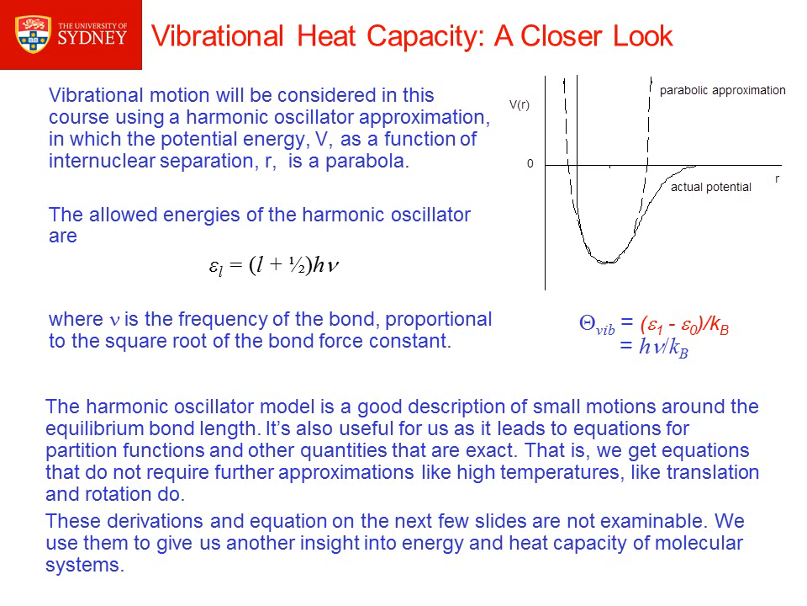In this model, the characteristic temperature is h nu divided by kB. The harmonic oscillator model is a good description of small motions around the equilibrium bond length. It's also useful for us as it leads to equations for partition functions and other quantities that are exact. That is, we get equations that do not require further approximations like high temperatures, as translations and rotations do. These derivations and equations on the next few slides are not examinable. We use them to give us another insight into energy and heat capacity of molecular systems.